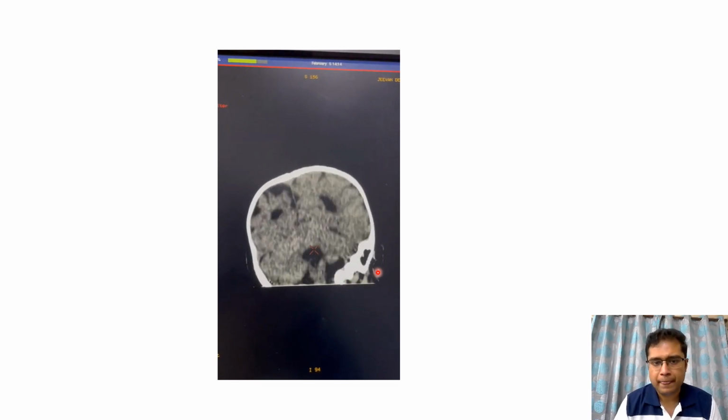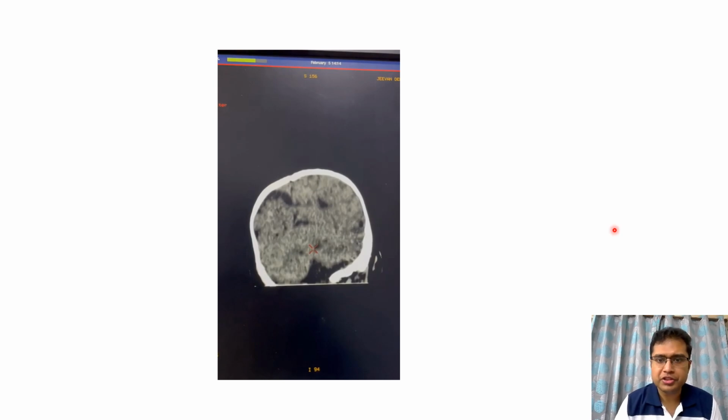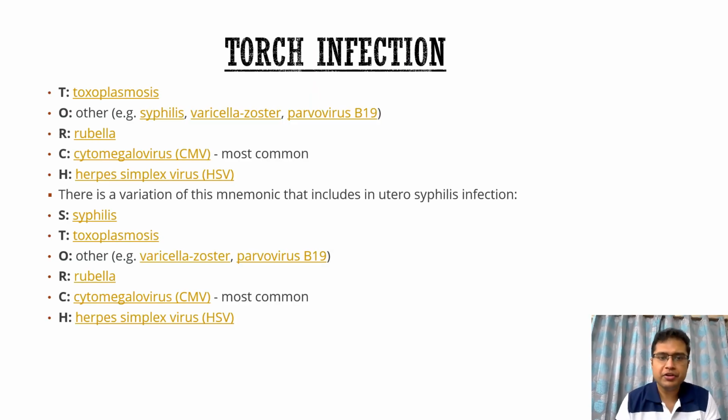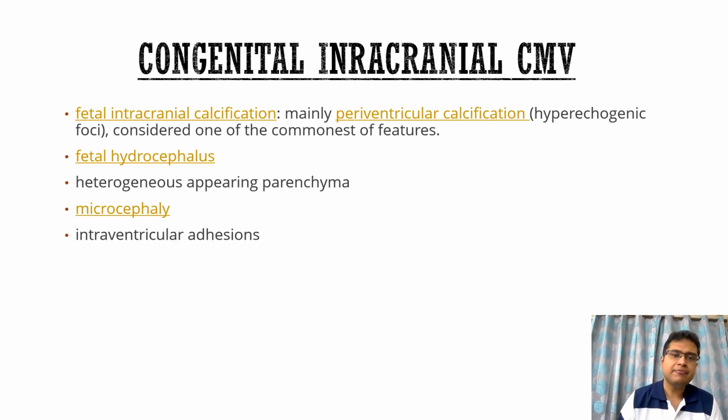It's a TORCH infection, which is CMV more than toxoplasmosis. So TORCH infections are toxoplasmosis, syphilis, parvovirus, rubella, CMV, HSV. Congenital intracranial CMV infection typically has periventricular calcifications, fetal hydrocephalus, microcephaly, and intraventricular adhesions, while in case of toxo, the calcifications are typically distributed throughout the bilateral cerebral hemispheres with no predilection to the periventricular region.